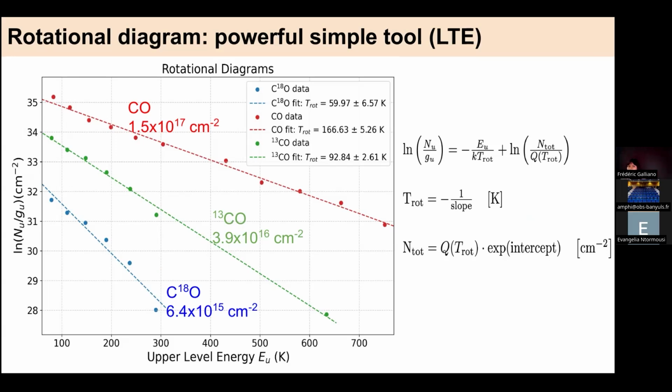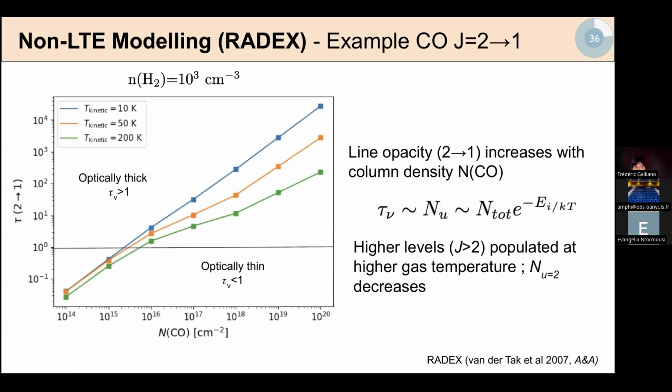So now we move away from the assumption that we are in LTE, and we do non-LTE modeling with the escape probability code RADEX. For example, we take the CO transition J equals 2 to 1. As you can see here, we have plotted line opacity versus the column density of CO at a constant gas density of 10^3 per cubic centimeter. The line opacity increases with the column density, and this is because the line opacity depends on the population of the upper level, which is related to the total column density by the Boltzmann equation.